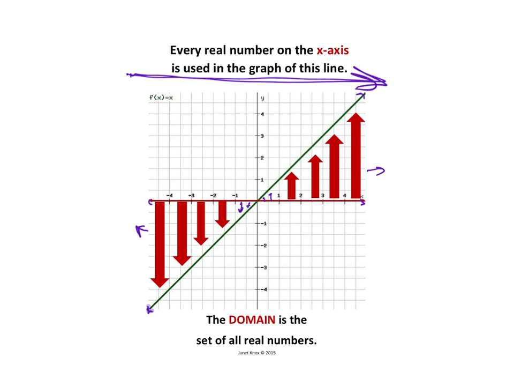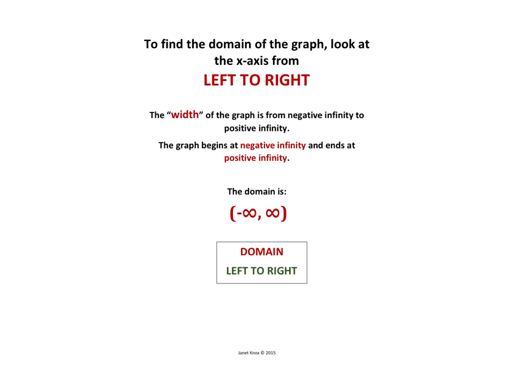Okay. Thank you. And then she kind of spelled it out here. To find the domain of the graph, look at the x-axis from left to right. So remember, the width of the graph is from negative infinity to positive infinity. The graph begins at negative infinity and ends at positive infinity. So the domain is from negative infinity to positive infinity.